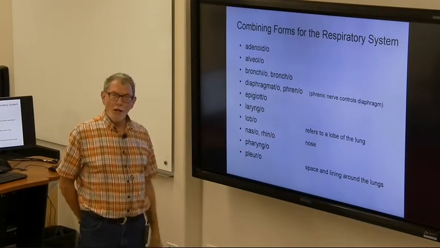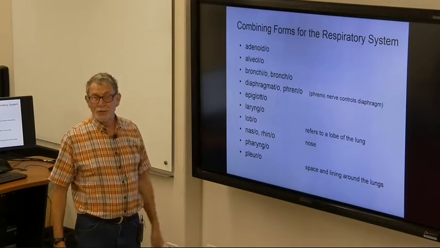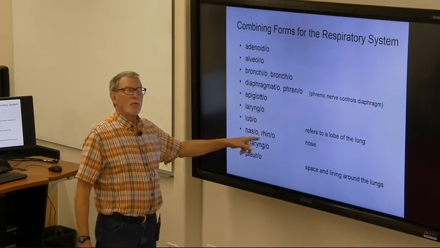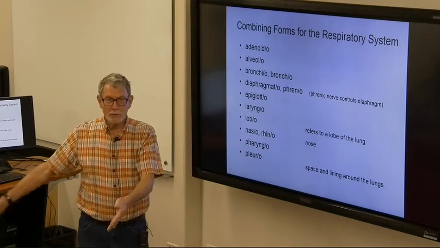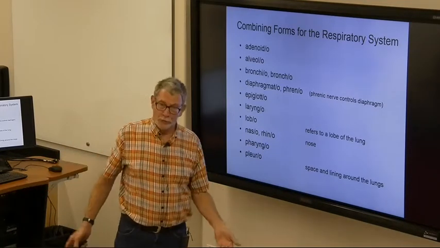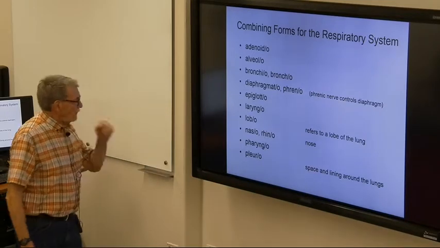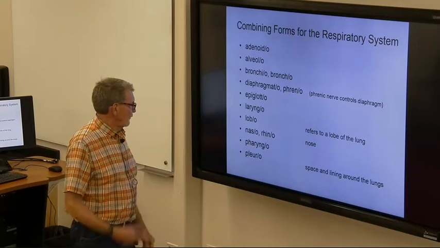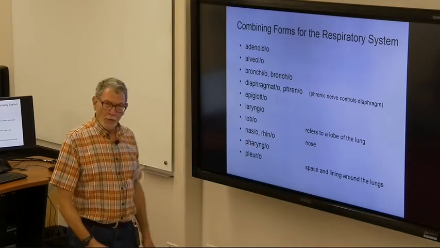Naso and rhino refer to the nose. Naso, your nasal passages, we know that. Rhino, though, is used for a number of diseases. A rhinoceros is a nose monster. Rhino means nose. Pharyngeo for pharynx. Pleuro is the lining around the lungs.